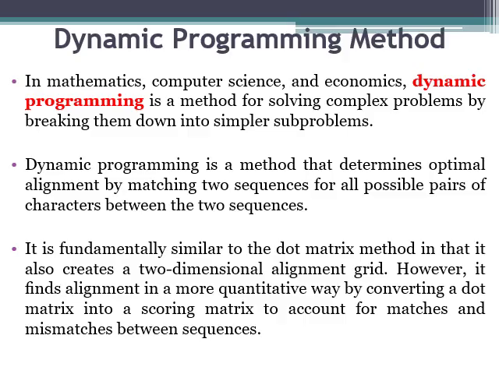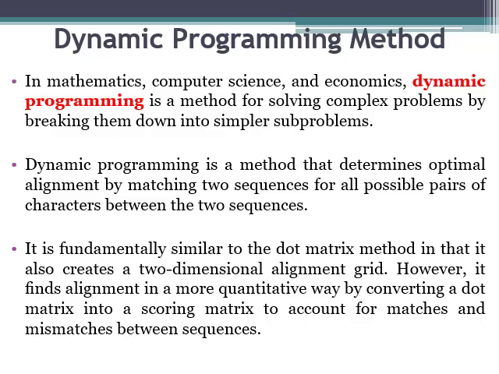Then the second method of sequence alignment algorithm is the dynamic programming method. So in mathematics, computer science and economics, dynamic programming is a method for solving complex problems by breaking them down into simpler sub-problems. So if you have a complex problem, you simply break it down into simple sub-problems. Then you solve these simple sub-problems and you will get the solution for the complex mathematical problem.